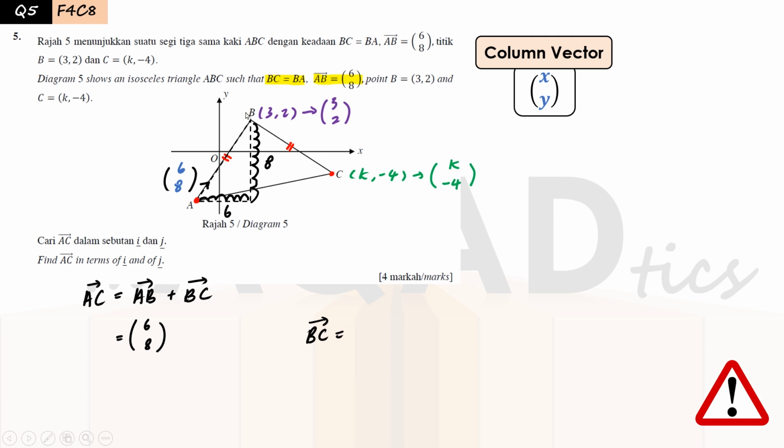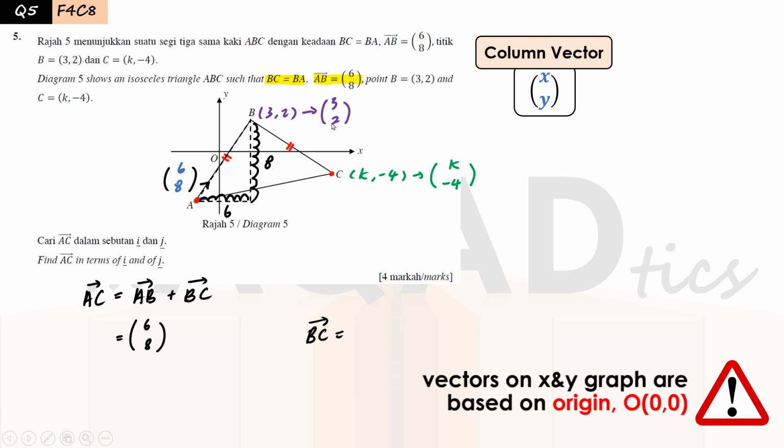Okay, so let me explain to y'all. So these coordinates are set based on the position of the origin, right? All the coordinates here, all will be based on the origin. If origin changes, then the coordinates changes also, right? And for the vectors, same thing as well.